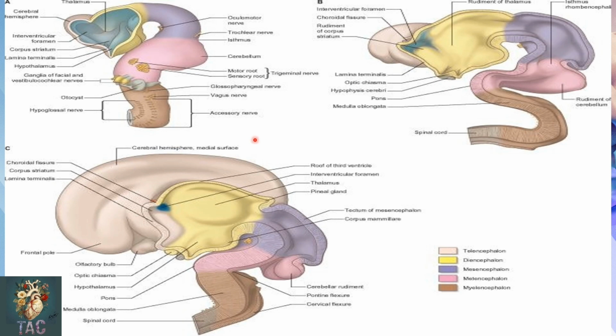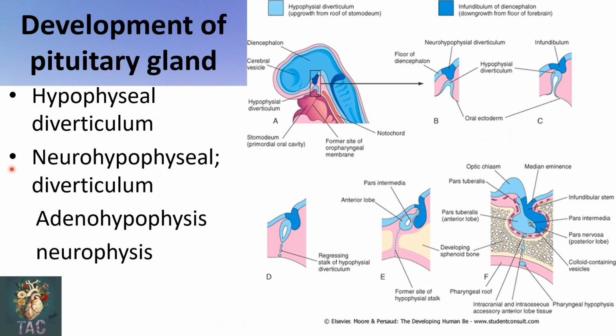Further developmental stages, here you can see the interventricular foramen. Now it has reduced inside. Initially it was a wider connection. Now the connection has been reduced. This is also called the foramen of Monro. This is the area of developing thalamus. This is the area of the developing epithalamus, area of developing hypothalamus, and then the optic chiasma and the hypophysis cerebri. So now we move on to development of the pituitary gland.